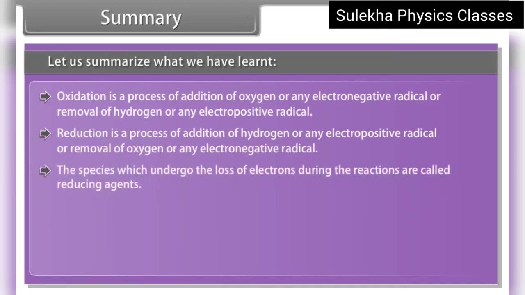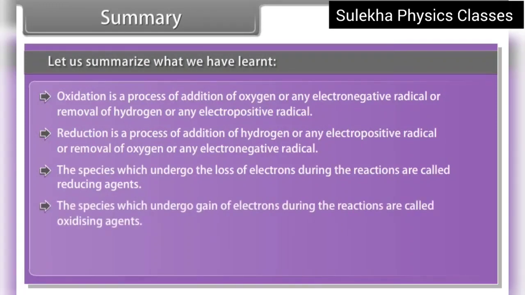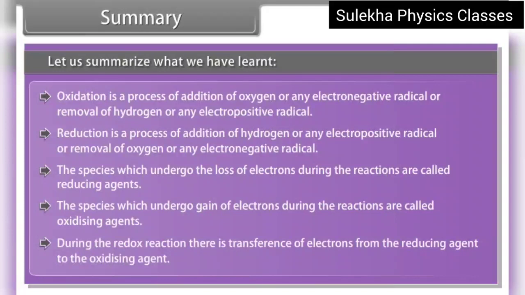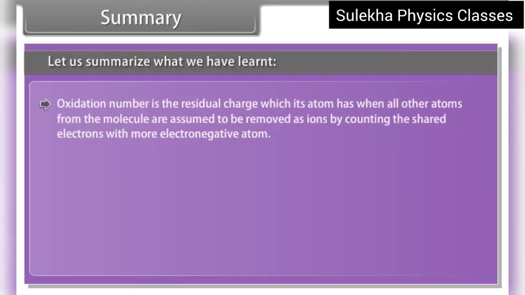The species which undergo the loss of electrons during the reactions are called reducing agents. The species which undergo gain of electrons during the reactions are called oxidizing agents. During the redox reaction, there is transference of electrons from the reducing agent to the oxidizing agent. Oxidation number is the residual charge which an atom has when all other atoms from the molecule are assumed to be removed as ions by counting the shared electrons with the more electronegative atom.